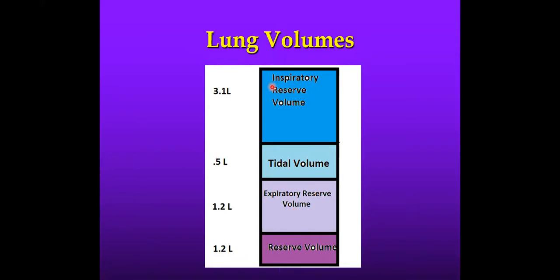Now we gotta talk about the capacities. You need to know that two or more volumes equal a capacity. Two or more volumes added together make capacities, okay? Now we're getting ready to start adding some of these volumes together and they will give us an overall capacity of the lungs.